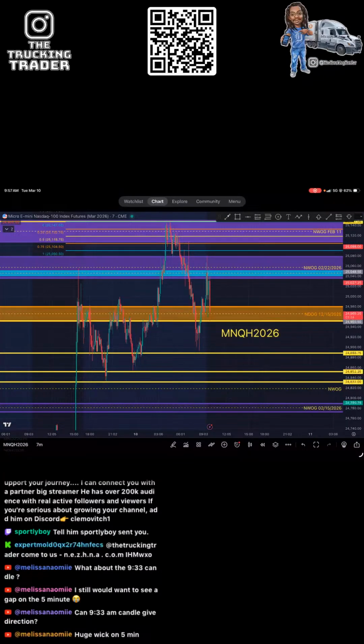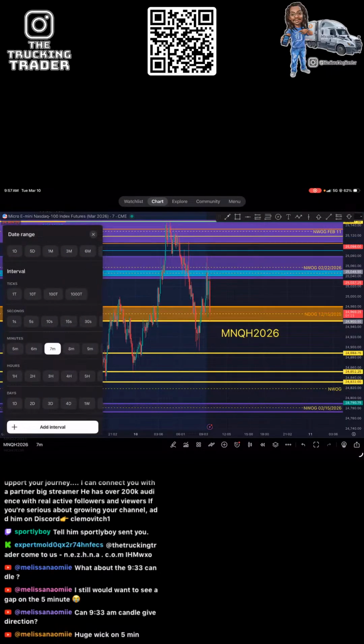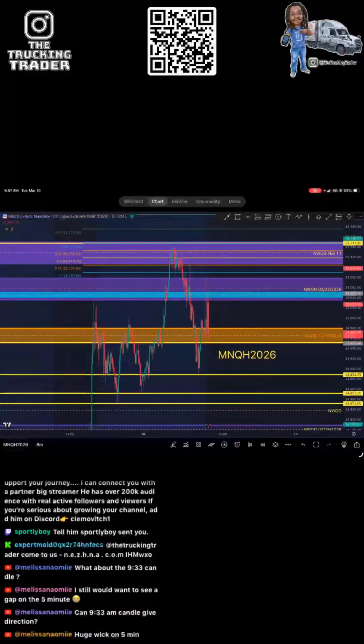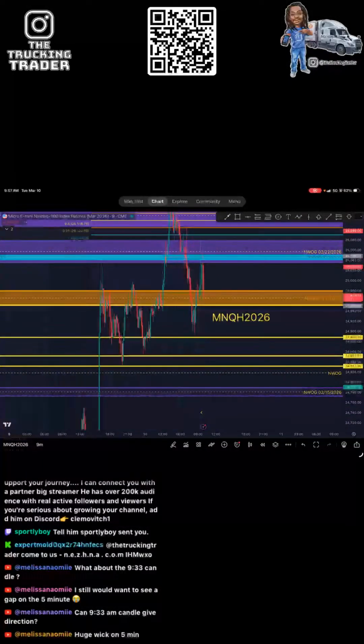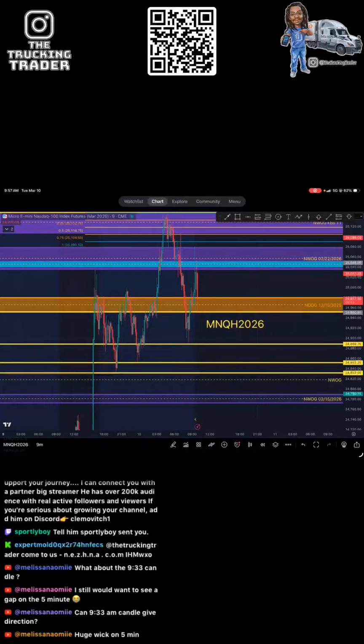So the key levels are holding and we're just stuck in one spot. So what does all of that mean? Long story short, just don't even trade days like this.